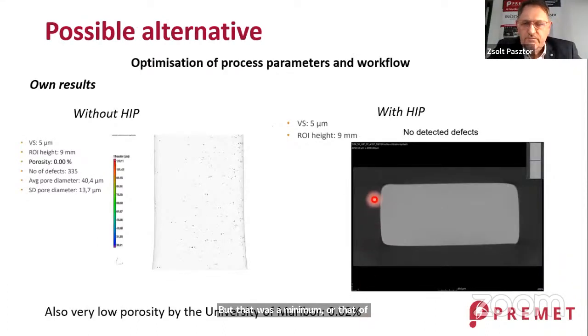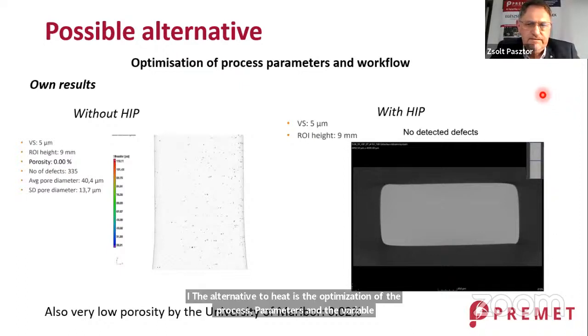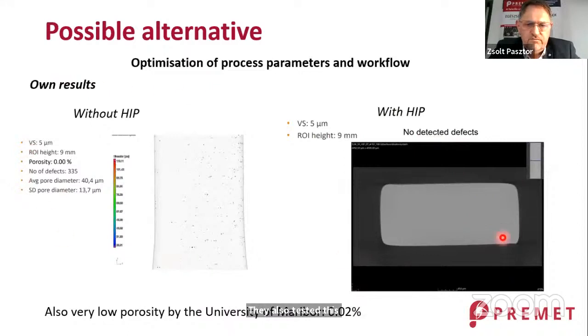So, a possible alternative to HIP is the optimization of the process parameters and of the workflow of 3D printing. We also tested this direction, and here you can see some of our results. On the left side, you can see the scanning electron microscope image of a test specimen without HIP treatment, and on the right side with HIP treatment.